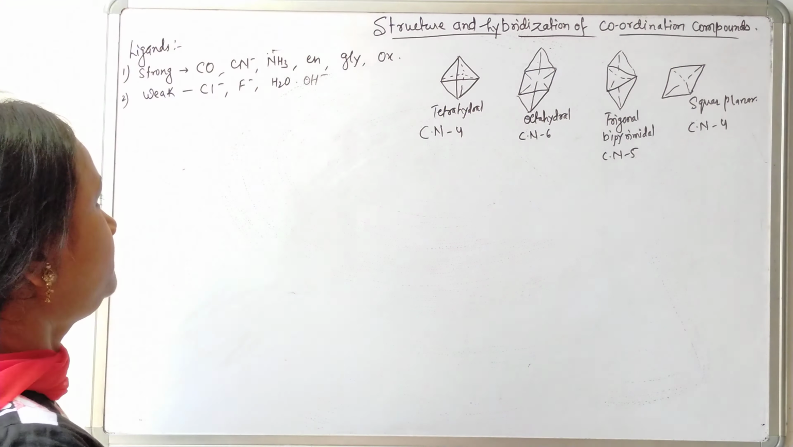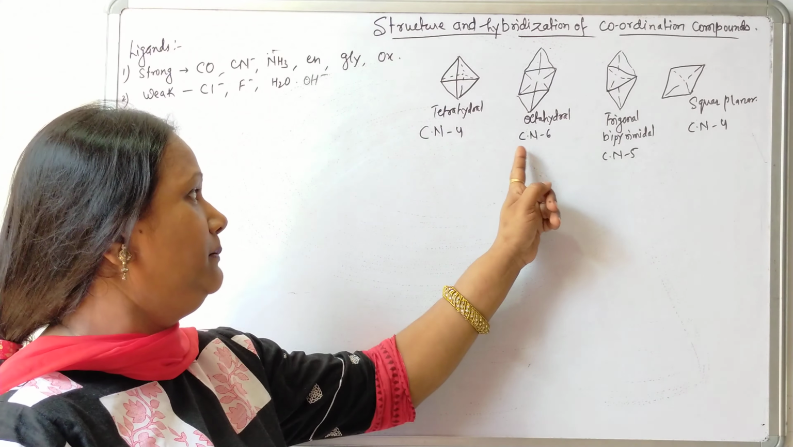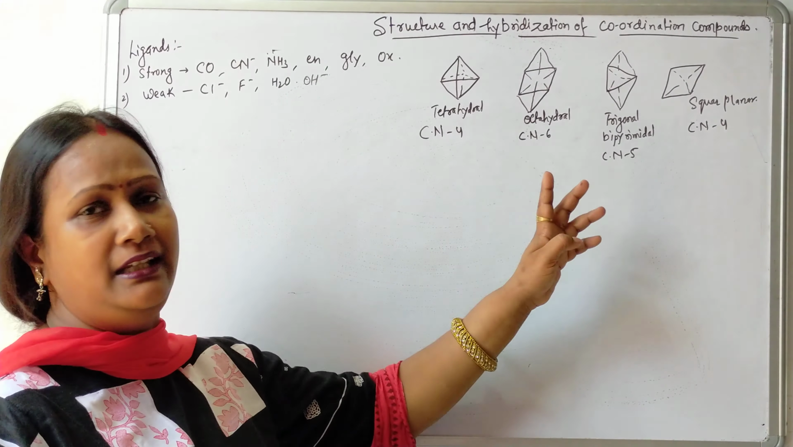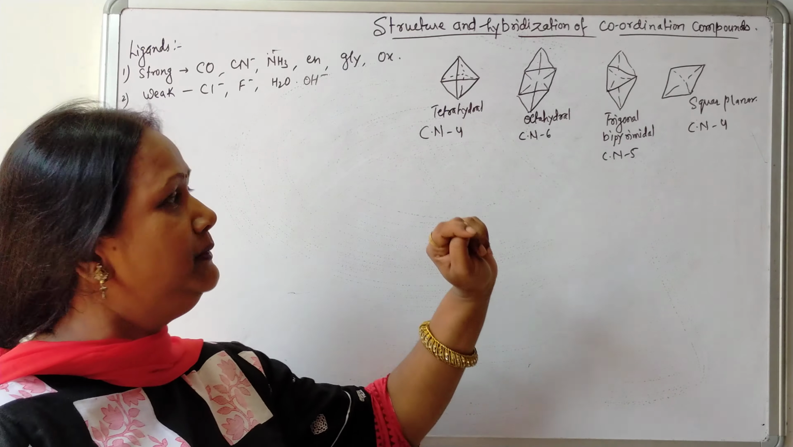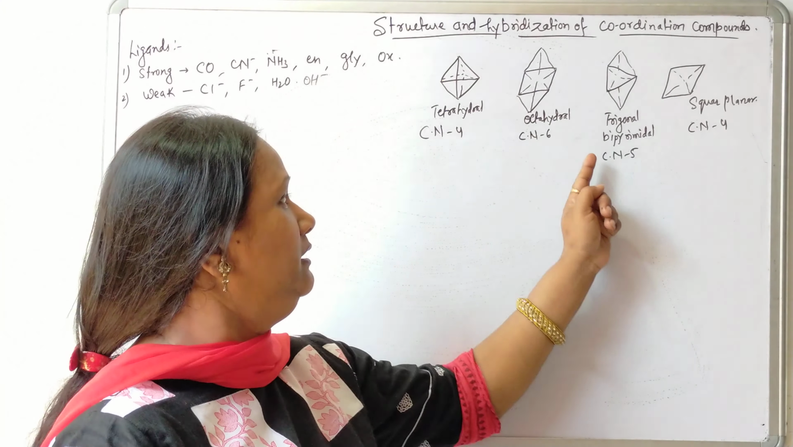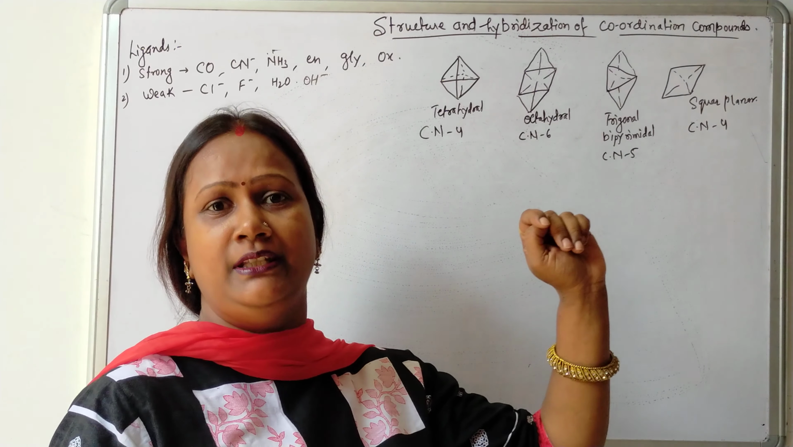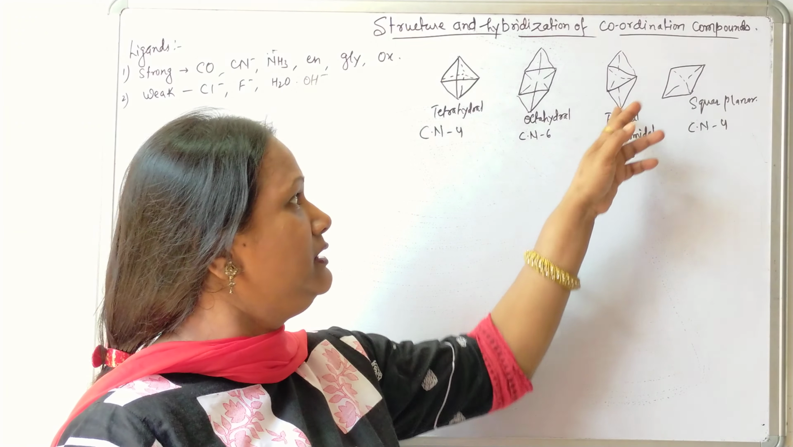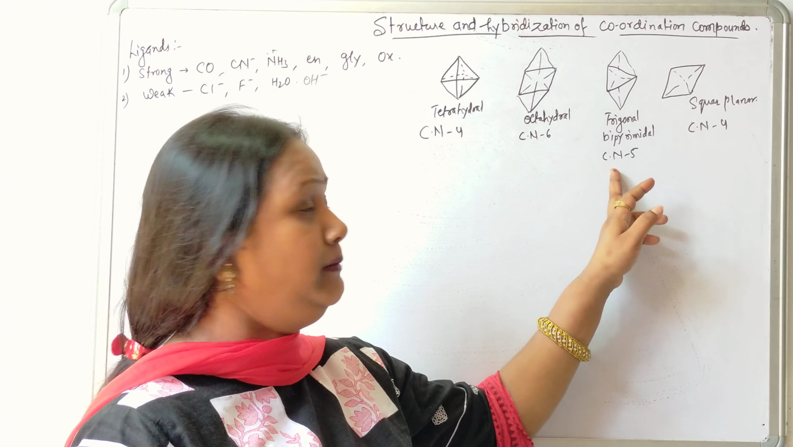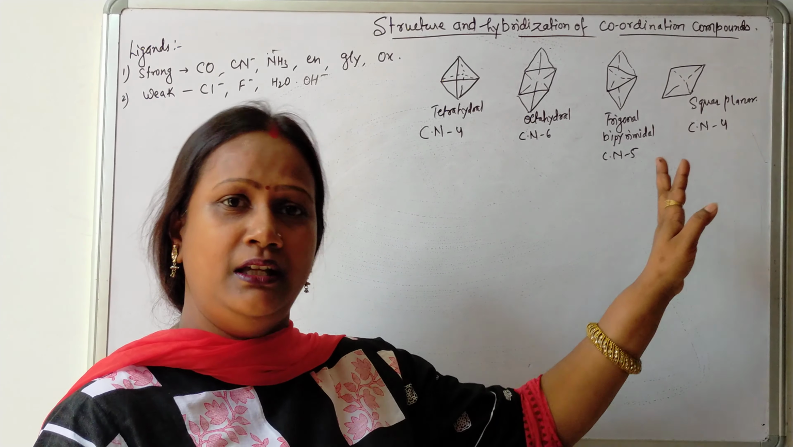Now, the structure and the hybridization of coordination compounds may be tetrahedral according to coordination number 4, which means 4 ligands are attached to the central metal atom and donating electron pairs to it. Coordination number 6 means 6 ligands donate electron pairs to the central metal atom. Here the structure will be octahedral. If the coordination number is 5, the structure will be trigonal bipyramidal, and it will look like this. The 5 ligands donate their electron pairs to the central metal atom.